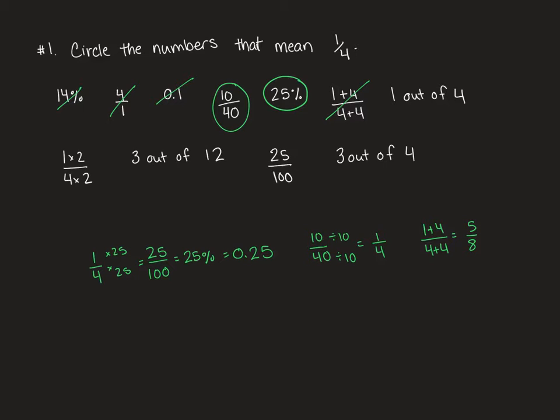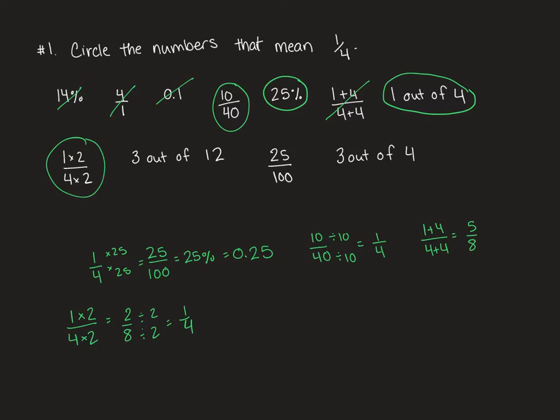1 out of 4 in words is the same thing as saying 1/4, right? 1 piece out of 4. It's like we're writing the fraction as words, so that one is equivalent. 1 times 2 over 4 times 2 gives us 2 out of 8. And if we divide the top and bottom by 2, we get back to 1/4. So that simplifies, so that one is the same.